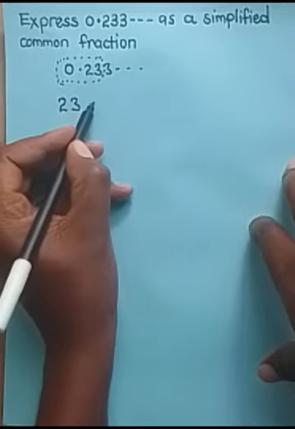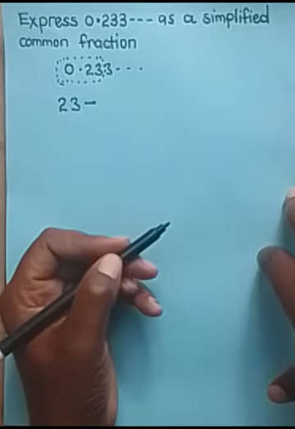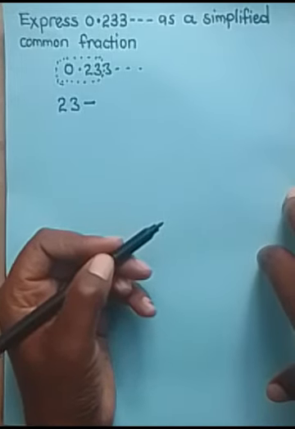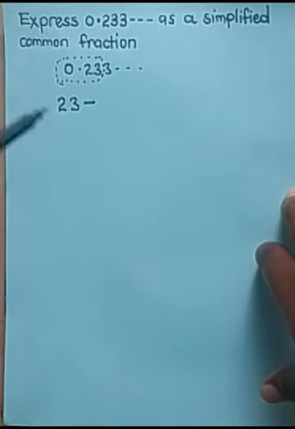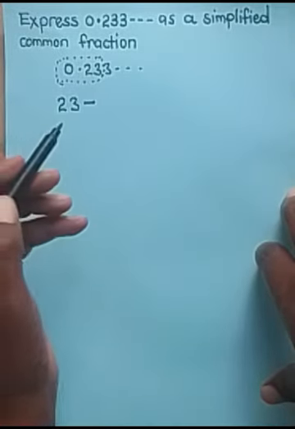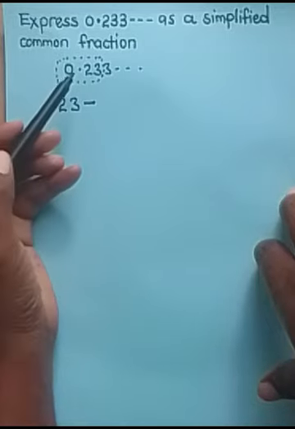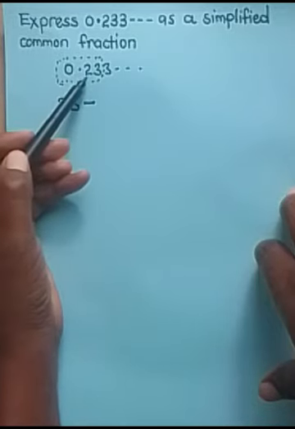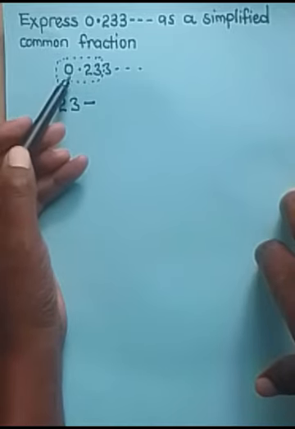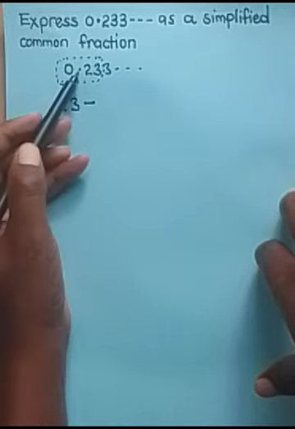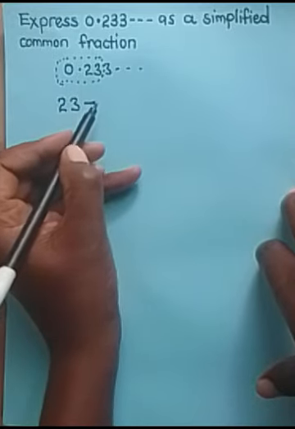Take away. We are going to remove the number which is not repeating itself. Now 0 is not repeating itself, 2 is not repeating itself, 3 is repeating itself. So we are going to remove 02, because we are not considering the decimal, and 02 is the same as 2.